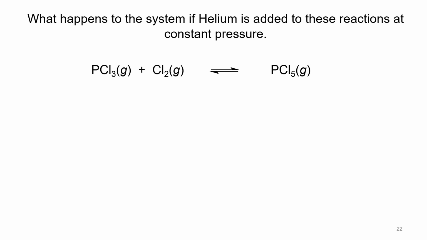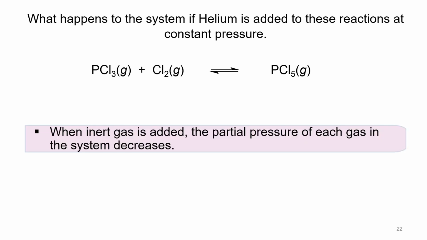So kita ada PCl3 plus Cl2. Okay, 1 plus 1 is 2. Right hand side is PCl5, 1 mole. When inert gas is added, okay, bila kita masukkan gas lengai, the partial pressure of each gas in the system decreases.